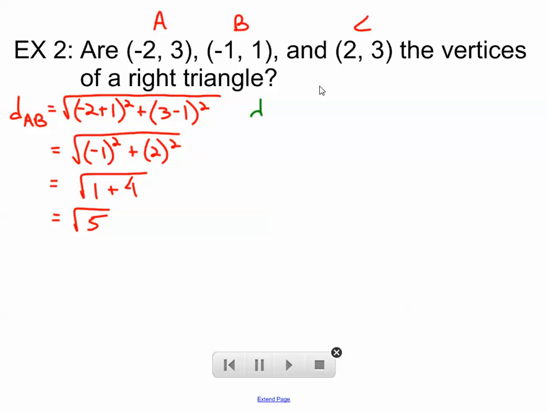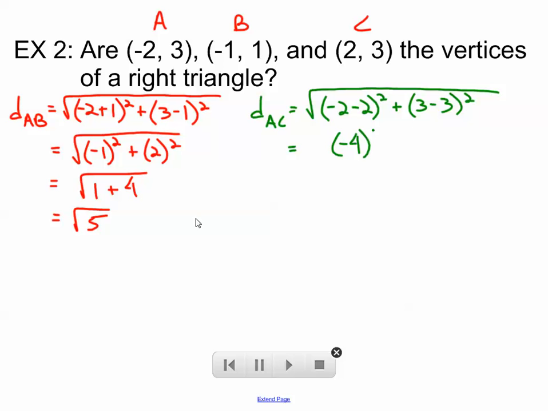All right, now let's find the distance from A to C. So we'll do -2 minus 2. That's the difference in the x values squared. And then 3 minus 3. That's the difference in the y values squared. And then we'll follow order of operations. -4 squared is 16, and 0 squared is 0, and so let's just leave it at square root of 16. I could make that into a 4. You'll see why I'm not going to bother here in a second.